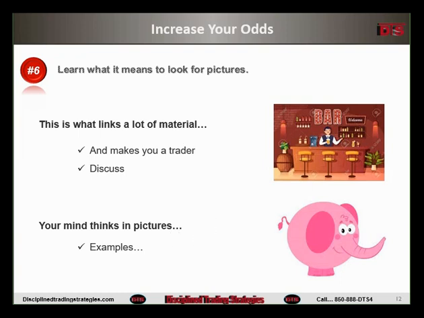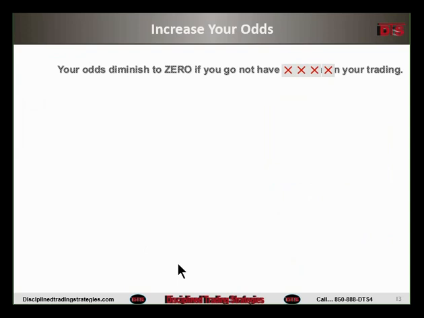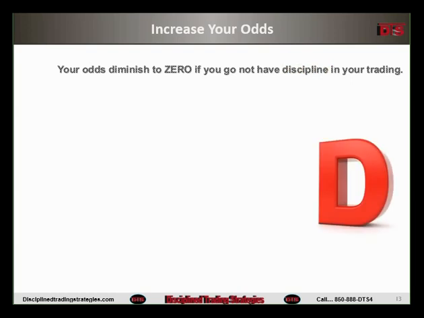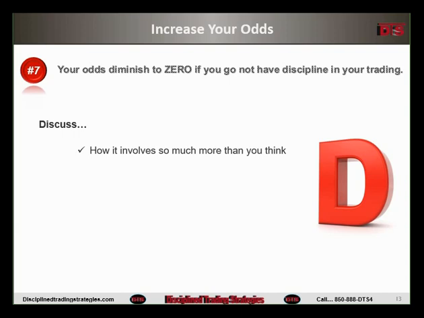Number 7 is the biggest topic of all. Your odds diminish to 0 if you do not have blank in your trading. And it looks like the word ends in an N. You ought to get this one. Egg McMuffins. If you don't have Egg McMuffins for breakfast, somebody already got it. The big D. That's right. Discipline. Discipline is such a far-reaching topic.